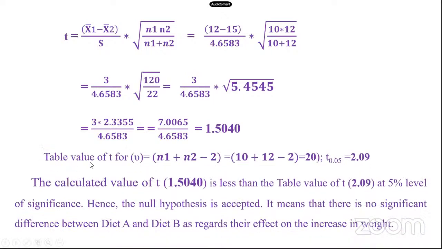Now, the table value of t for degrees of freedom 10 plus 12 minus 2, that is 20, at the 0.05 level is 2.09, and the calculated value is 1.50. So the calculated value of t, 1.5040, is less than the table value of t, 2.09, at the 5% level of significance. Hence, the null hypothesis is accepted. It means that there is no significant difference between diet A and diet B as regards their effect on the increase in weight.